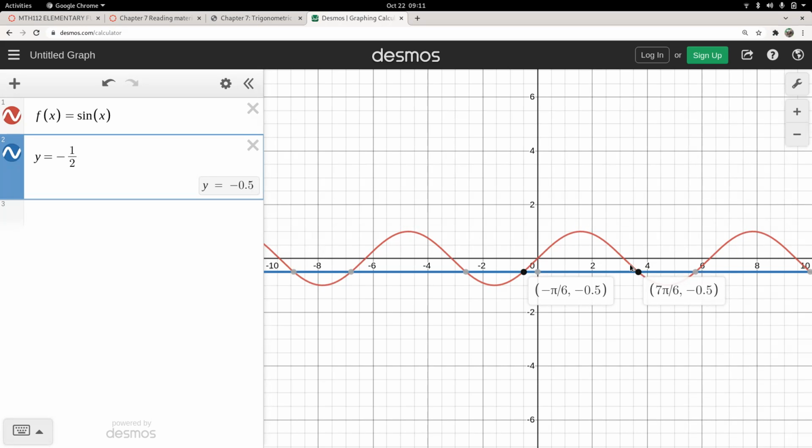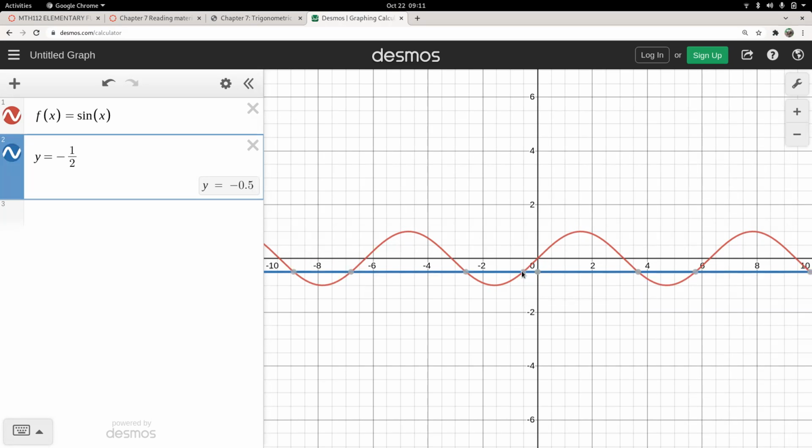Now consider the 7 pi over 6 one. That happens on the downhill part of the wave. So every solution that's on the downhill part is going to be related to the 7 pi over 6. This one over here would be 7 pi over 6 minus 2 pi. This one over here would be 7 pi over 6 minus 2 pi times 2. And then over here on the edge, that would be 7 pi over 6 plus the period of 2 pi.